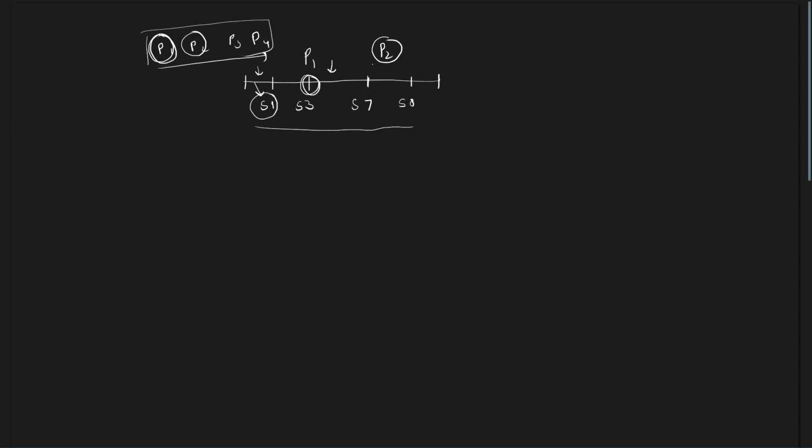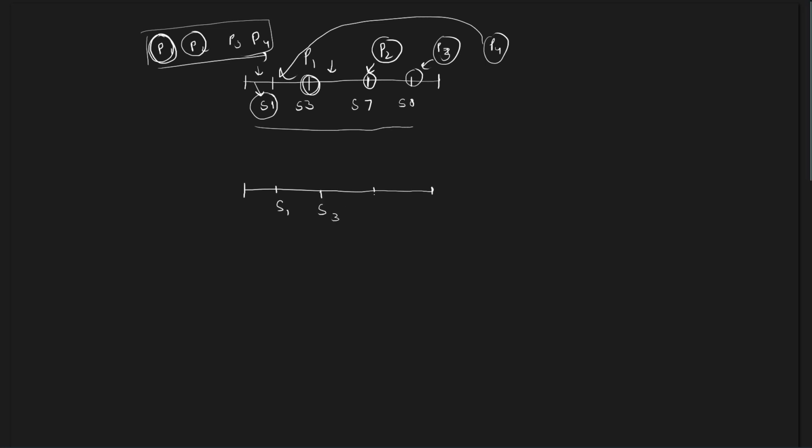If we don't do this, let us say that we gave seat S7 to P2 and seat S8 to P3. Now P4 is remaining, but P4 will have to travel all the way back to seat 1. So this is a big problem. Instead, it is always optimal, with seats 1, 3, 7, 8, to provide the seat with the smallest position to the person with the smallest position.